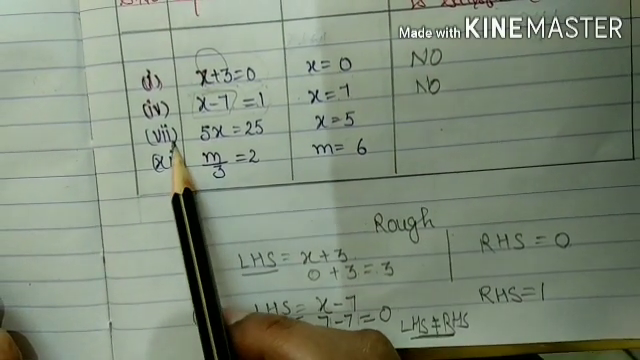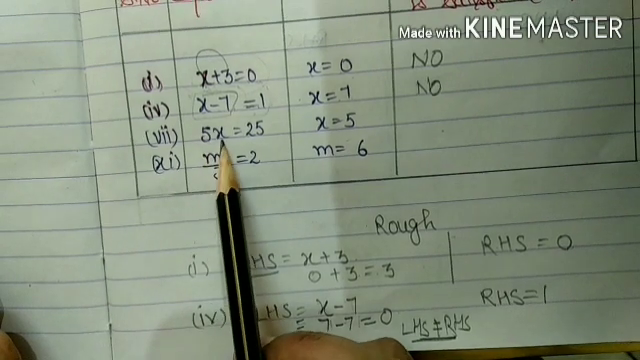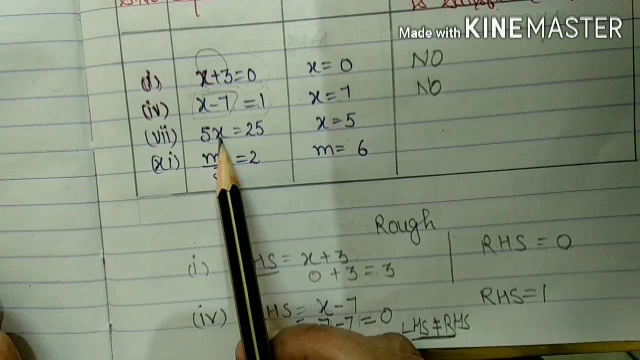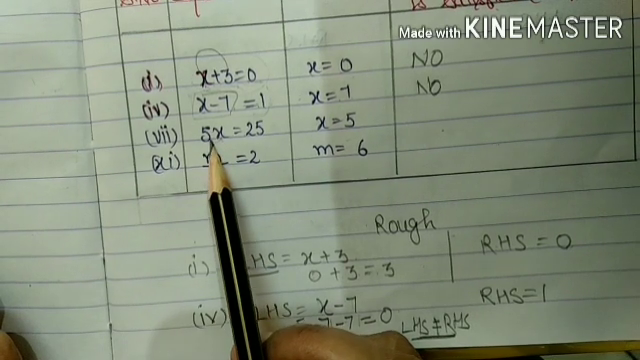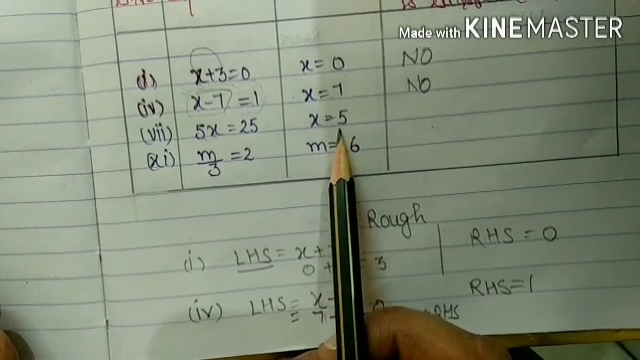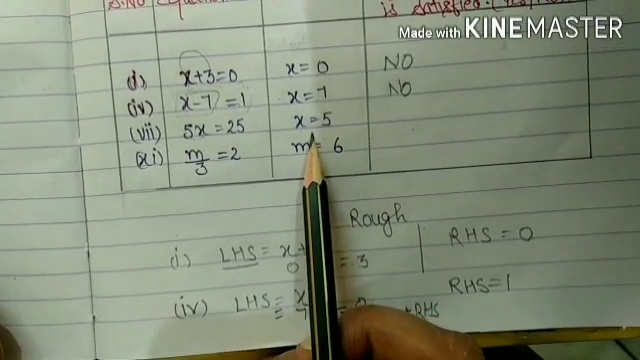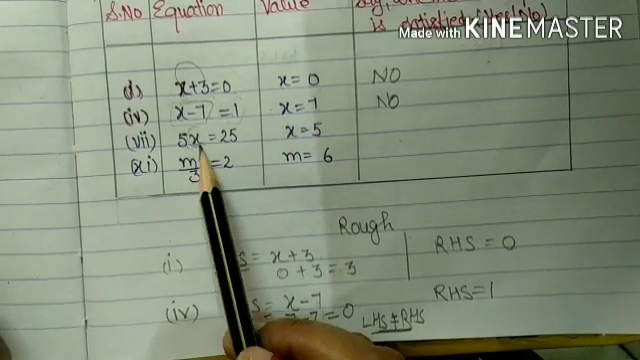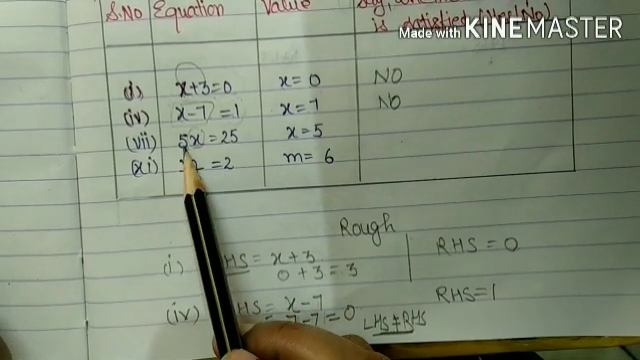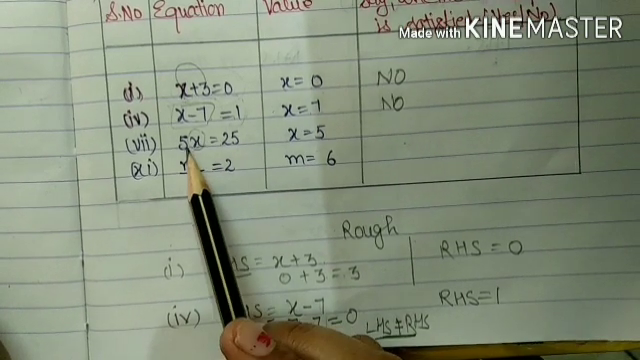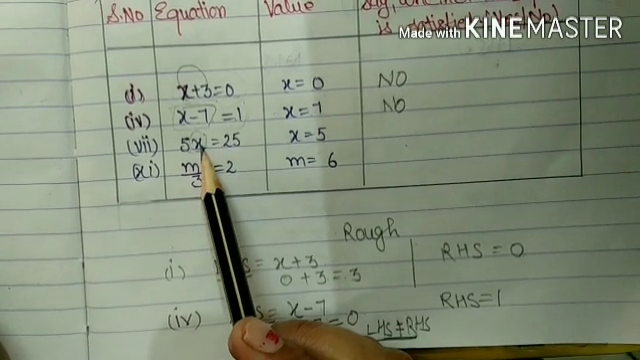In the 7th part, 5x equals 25, which means 5 and x are multiplied. The value is given, x equals 5. If I put this value and do it in my mind, I will put 5 in place of x, which means 5 multiplied by 5. It gives you 5 fives are 25.